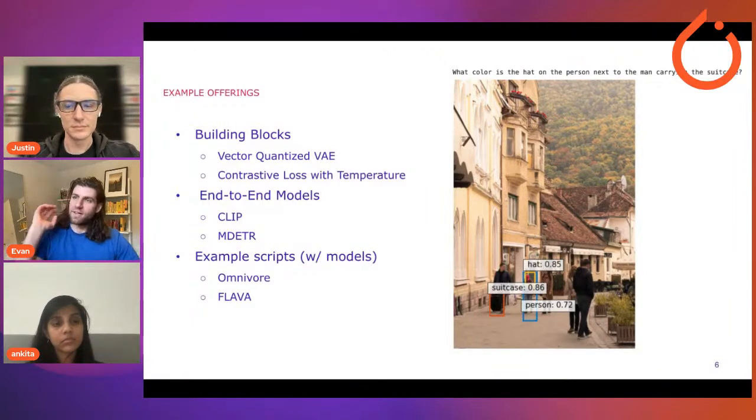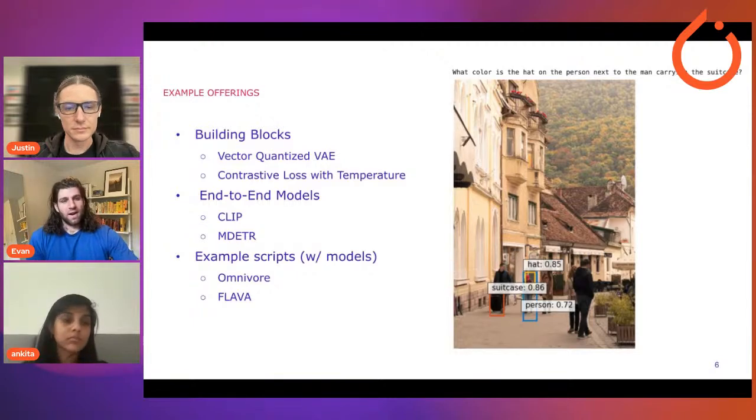Yeah, for end-to-end models, we have CLIP, which I mentioned. We have embeddor, which is a multimodal object detector, which is based on DETR, which is another popular computer vision model. And then we have some example scripts like Omnivore, which was published by FAIR. We have a pre-training script for that. Omnivore can be used to learn generic embeddings for image input data, video input data, and 3D images as well. And then Flavor, we also have zero-shot scripts and fine-tuning scripts for that. And we can go into that in more detail as well.